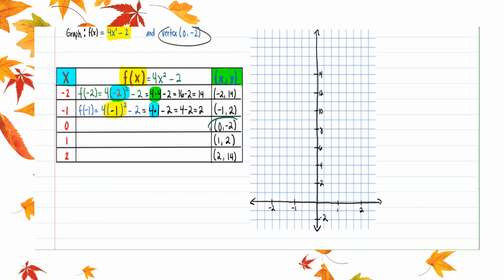Like I said, I usually start with my vertex, which is at 0, -2. Again, the problem gives you that information. At 1, it was +2, and at -2, it was 14. And the right side is just going to mirror the left side. So that's why we're able to use that. Connect them with a curve so that our graph looks like a U. And there it is. That's how you graph quadratics when you don't have your bx part of it.